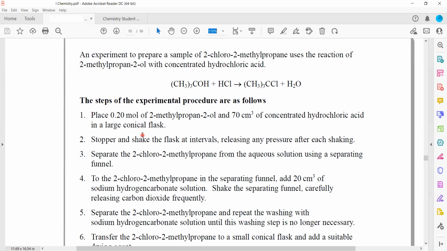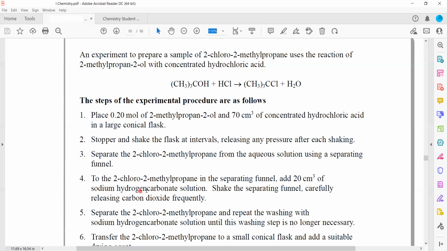Then separate 2-chloro-2-methylpropane from the aqueous solution using a separating funnel. Why? Because hydrochloric acid is there, so that will be aqueous. So we want to separate it. So we use a separating funnel and separate these two layers. Then 2-chloro-2-methylpropane is separated in the separating funnel.